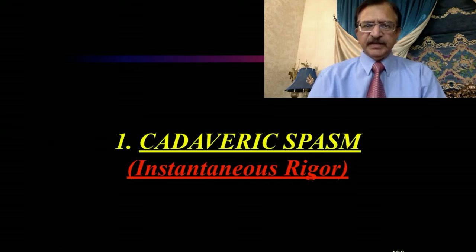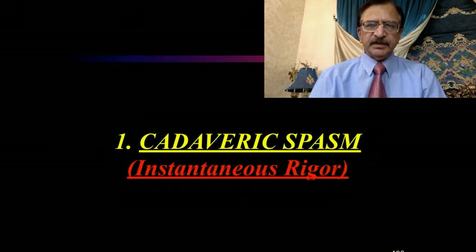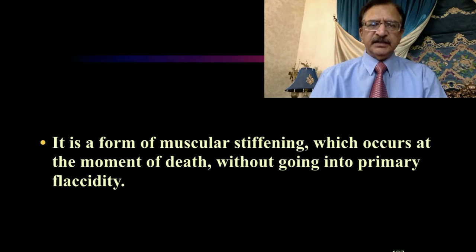So the cadaveric spasm or instantaneous rigor is said to be the record of the last volitional activity of a dying person. It is a record of the last volitional or voluntary activity of the person at the time of death. And there are certain prerequisite conditions.